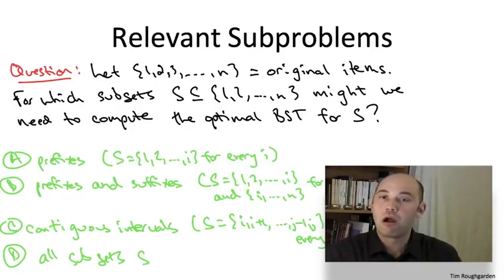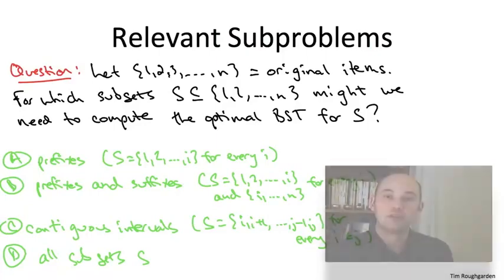So it is not true that you're always going to have a prefix or a suffix of the original set of items. But what is true is that you will have some contiguous set of items. It's going to be, if you have I as your smallest item in the subproblem and J is the biggest, you're going to have all of the items in between. And that's because you were only plucking off items from the left or from the right. So that's why C is the correct answer. You need more subproblems than just prefixes and suffixes.